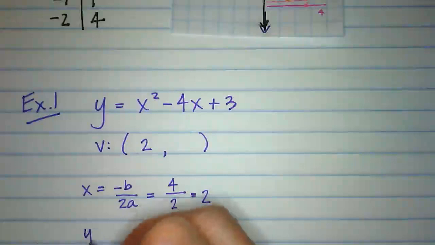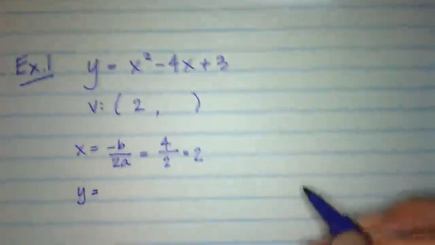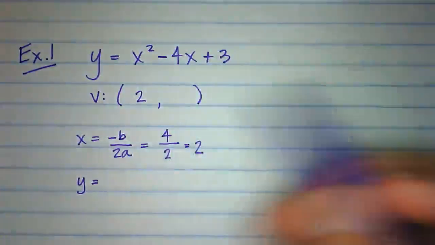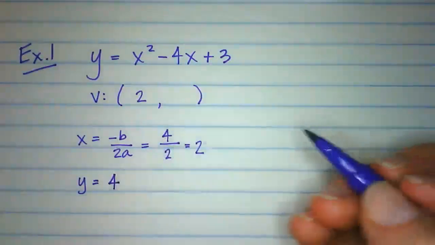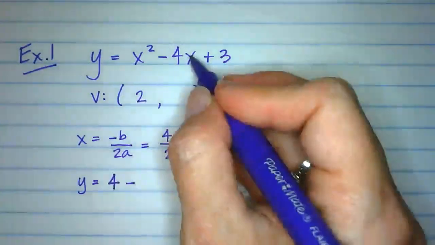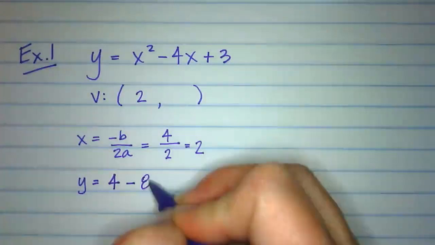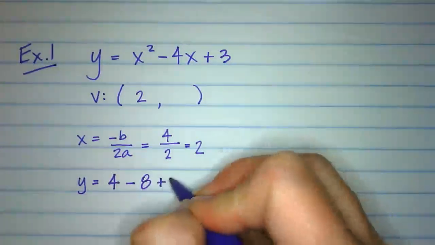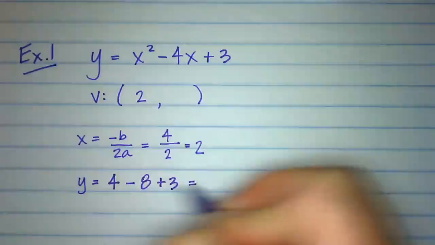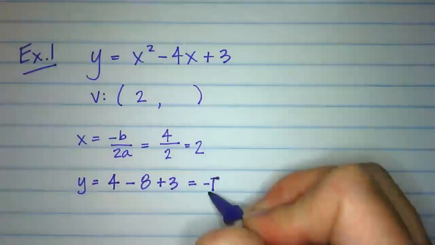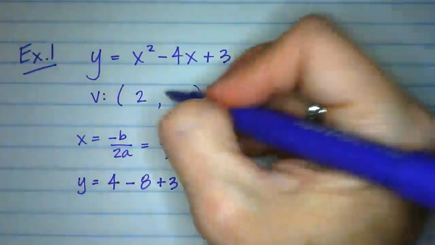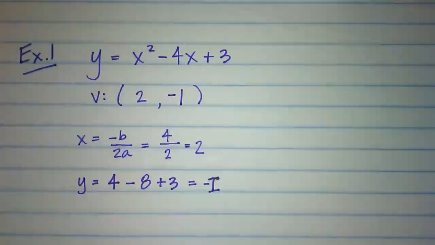Now, in order to find the y value, we just need to fill this back into the problem. So 2 squared is 4. Minus, I'm filling in a 2, so that's minus 8. And then plus 3. And for that, we're getting a negative 1. So the point is 2, negative 1.